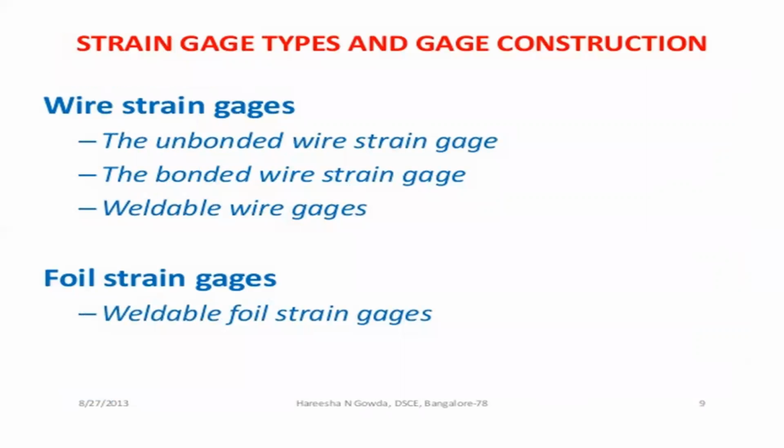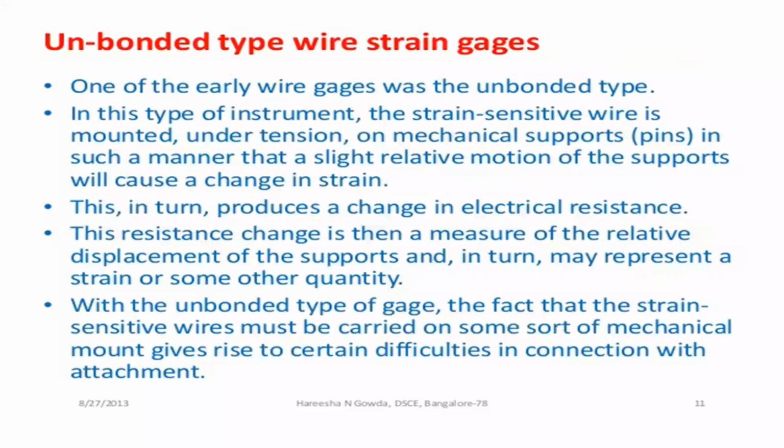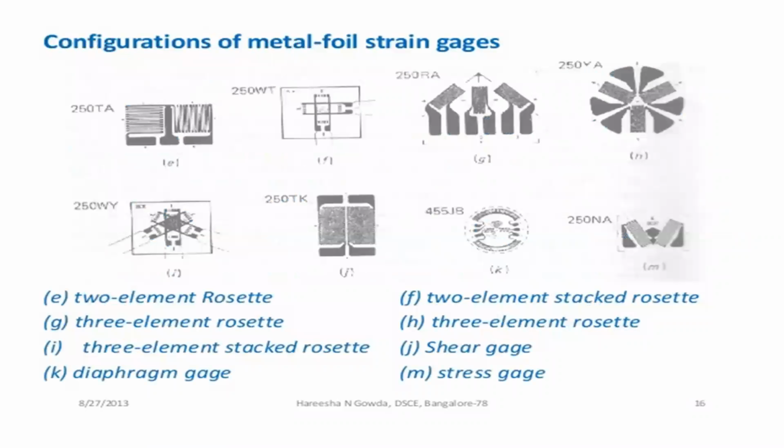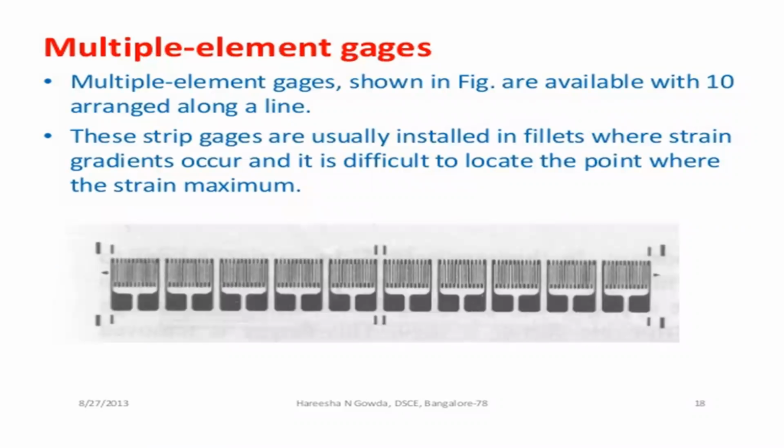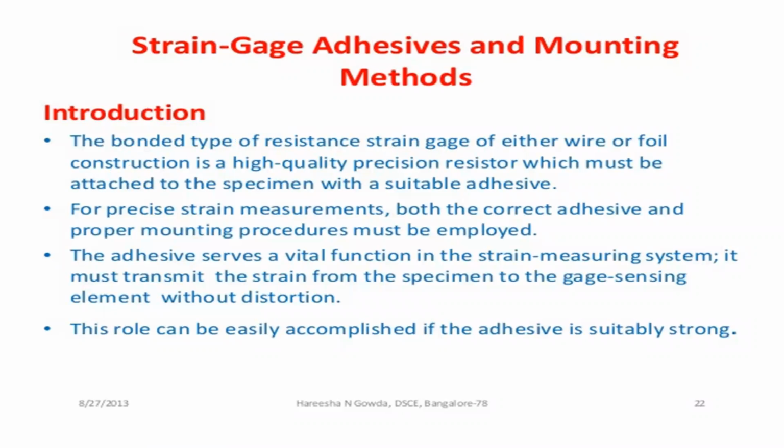These are all we'll discuss, already discussed in previous classes. So strain gauge types and gauge construction: wire strain gauges and foil strain gauges. That means unbonded wire strain gauges, bonded wire strain gauges, and weldable wire gauges. These bonded and unbonded strain gauges were also discussed in previous classes. Multiple element gauges. Next, you can see the strain gauge adhesives and mounting methods of strain gauges.